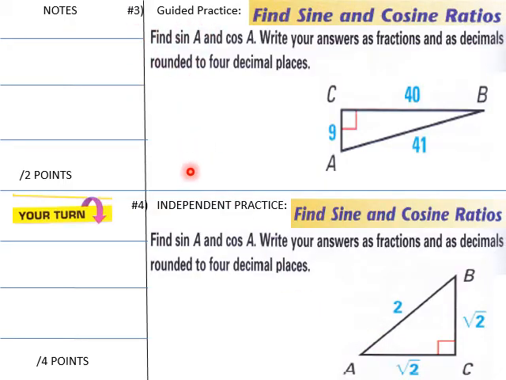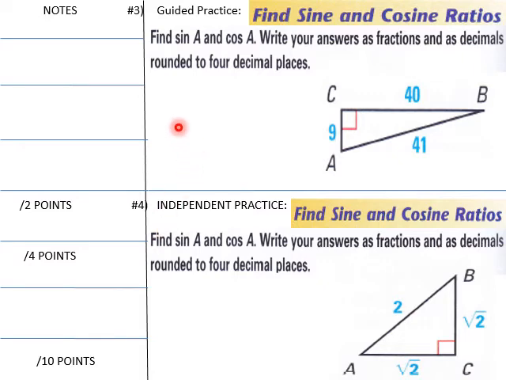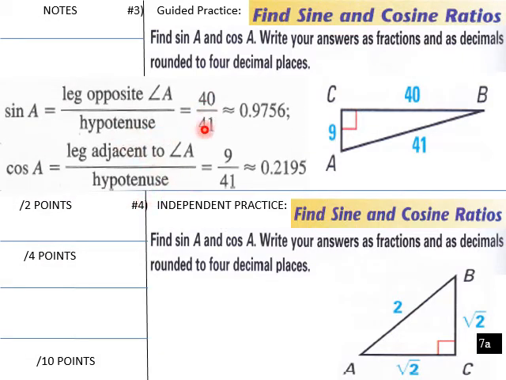Okay, into our guided and independent practice. Teachers, give your students 5 minutes to do this. Okay, welcome back for our solutions. Here is 40 over 41 for sine A, and that is the decimal that you should come up with, students. Make sure your students do come up with this decimal. It's important for them to start using their calculator more. And then for cosine A, it would be 9 over 41, which would be this number here.